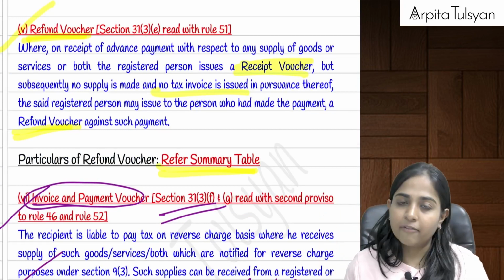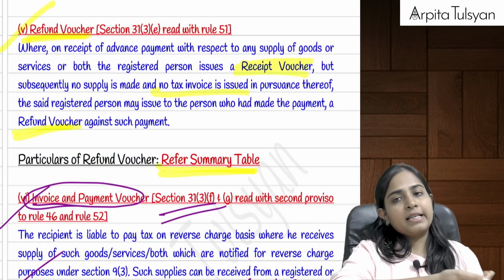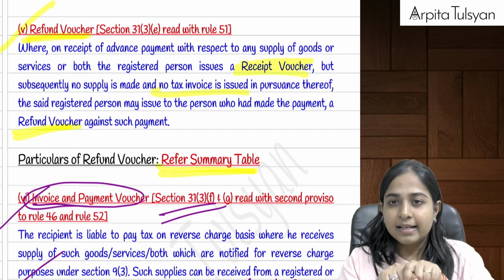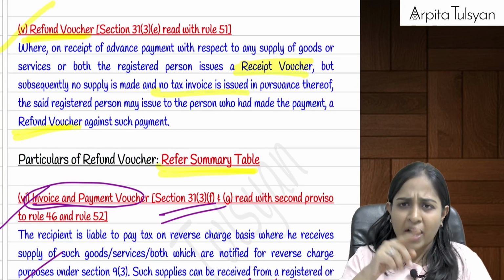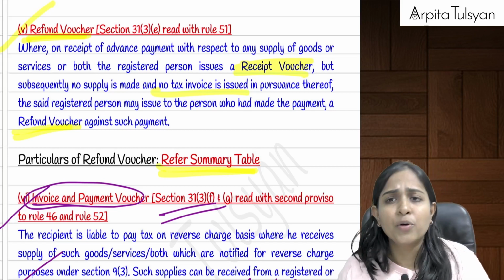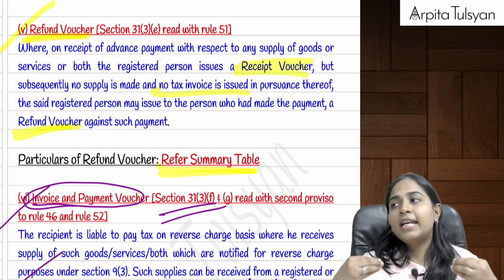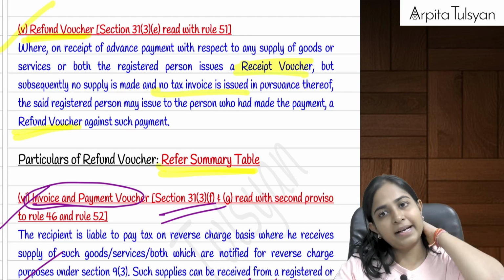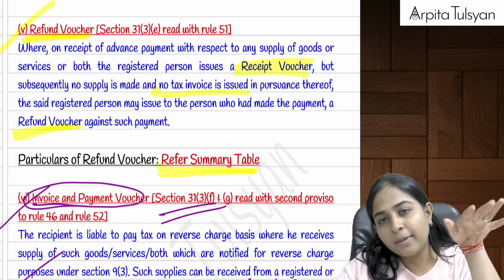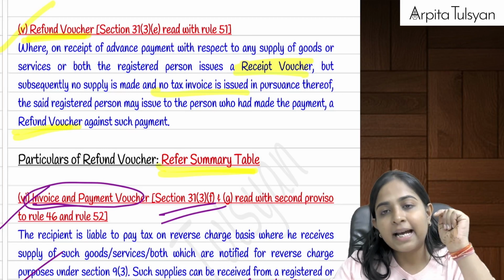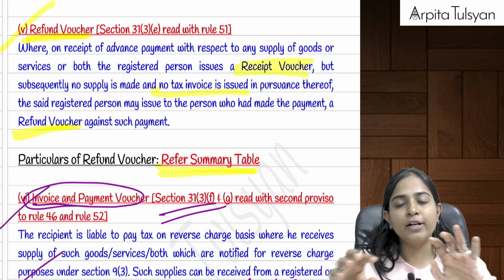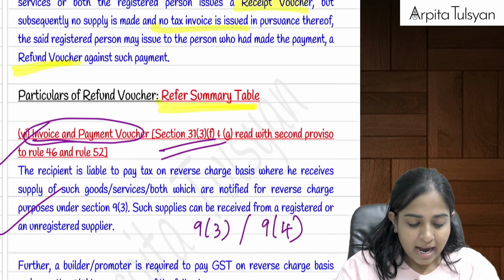And I will pay the taxes to the government. Right, now listen, imagine you had given me the advance, so I gave you a document called a receipt voucher. Now later on the contract got cancelled, or I did not provide you any services, and now I am supposed to refund the money to you. If I am required to refund the money to you, since there is no supply, no invoice will be issued. So in that case I will be issuing a document called a refund voucher, that I have refunded you so and so amount. Are you clear with this?